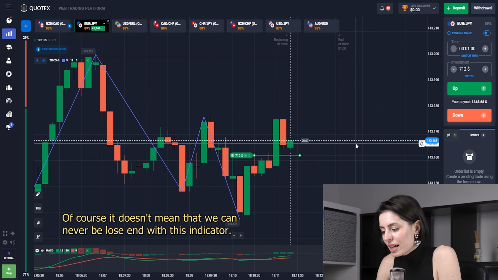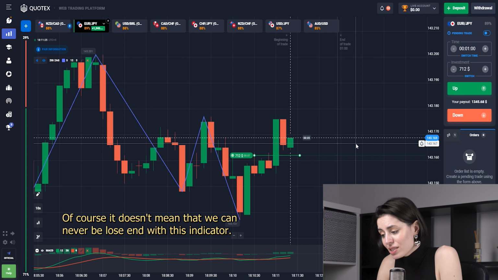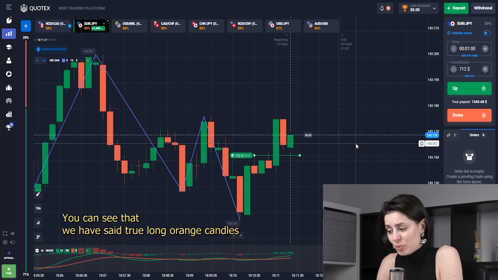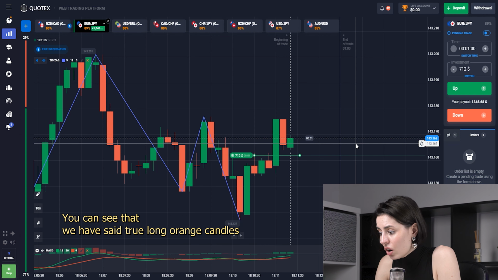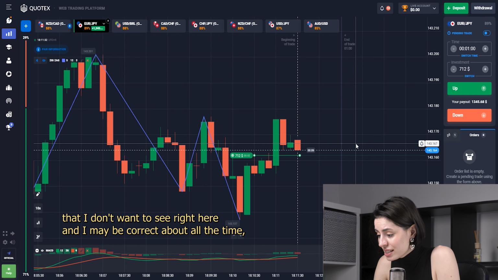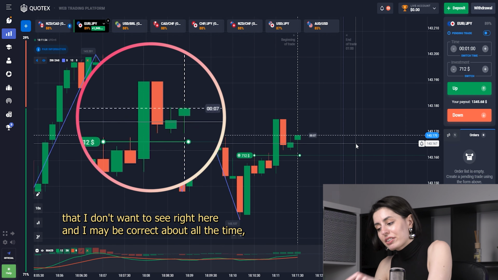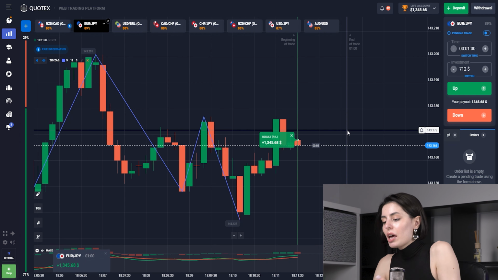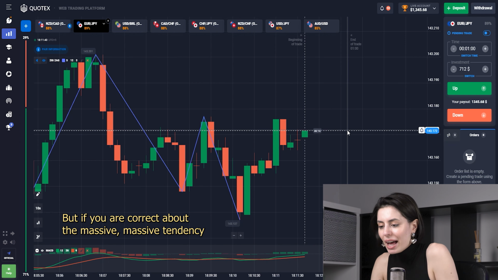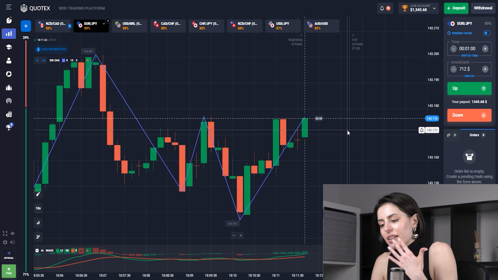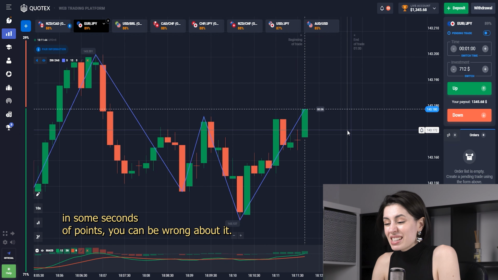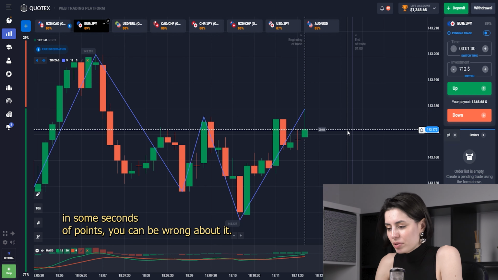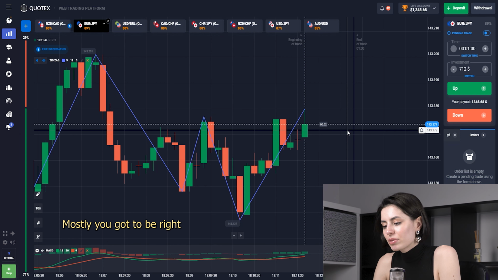Of course, it doesn't mean that we can never lose with this indicator. You may see that we have such long orange candles that I don't want to see right here, and I may be correct about all the tendencies, correct about the indicator, but still lose. But if you are correct about the massive tendency, in some seconds of course you can be wrong, but mostly you've got to be right.